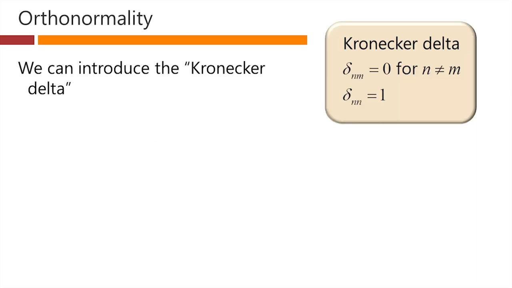Now, we can introduce a concept called orthonormality that is very convenient. And to do that, first of all, we introduce a notation called the Kronecker delta. So this little object here for subscripts n and m is 0 unless n equals m, in which case it's 1. It's just a notation, a very convenient notation. So this little object is 1 when the two subscripts are the same, and it's 0 when the two subscripts are different.